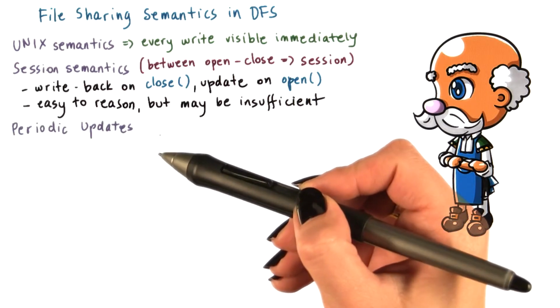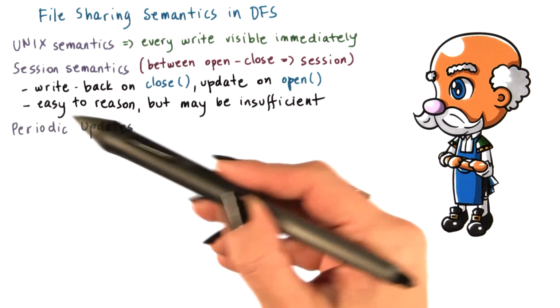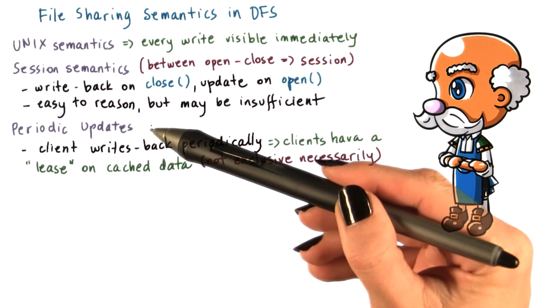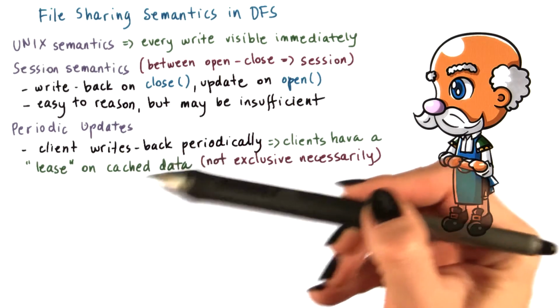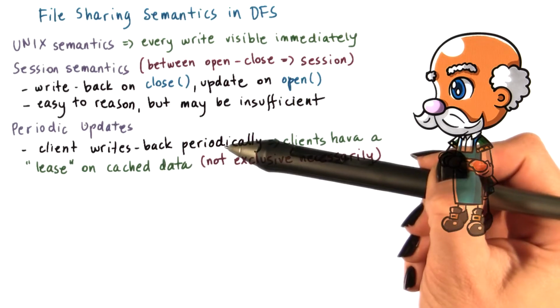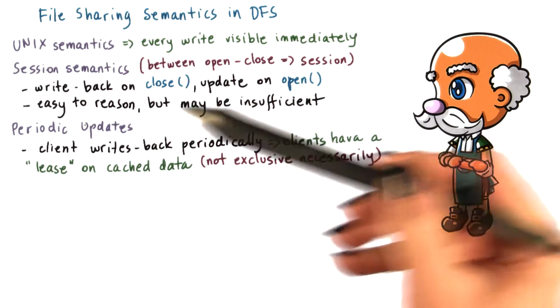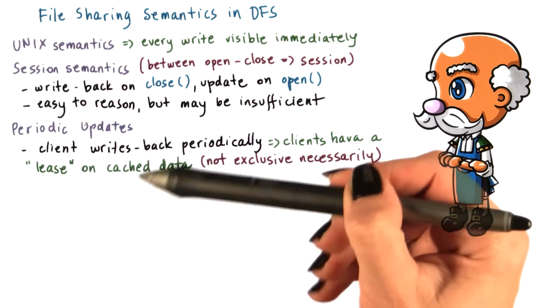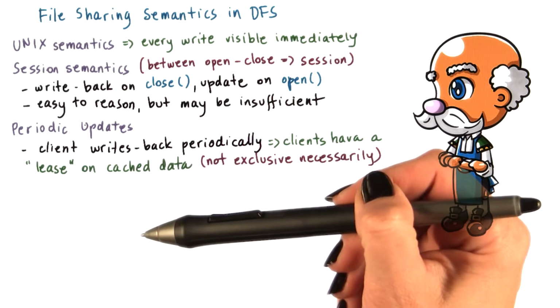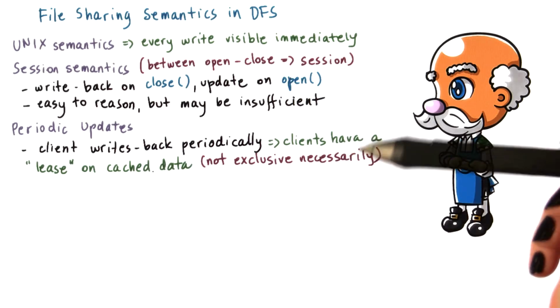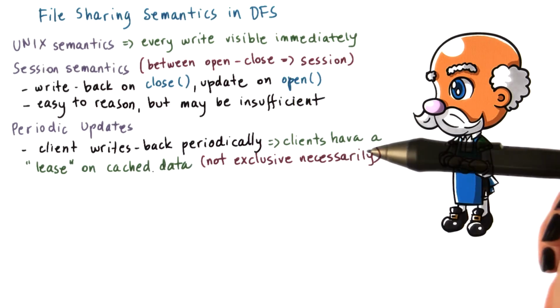For that reason, it makes sense to introduce some time intervals when these updates happen. With introducing time intervals, the client's updates, writes, will be propagated to the server periodically. One way to think about this is that the client has some sort of lease on how long they can use the cache data. However, in this case, note that we don't mean that it's an exclusive lease like locking. This is a completely separate issue.